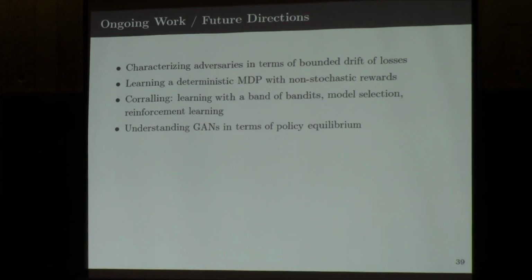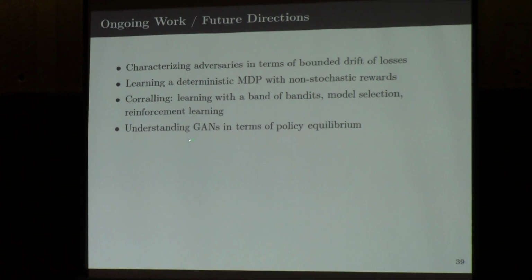And the key innovation that would be needed is, how do we learn with a band of bandits, right? So we can think of this as a model selection problem, where we have multiple algorithms designed for different environments in reactive settings. And what we want to do is learn as well as the best strategy in hindsight. And this has natural applications to reinforcement learning.